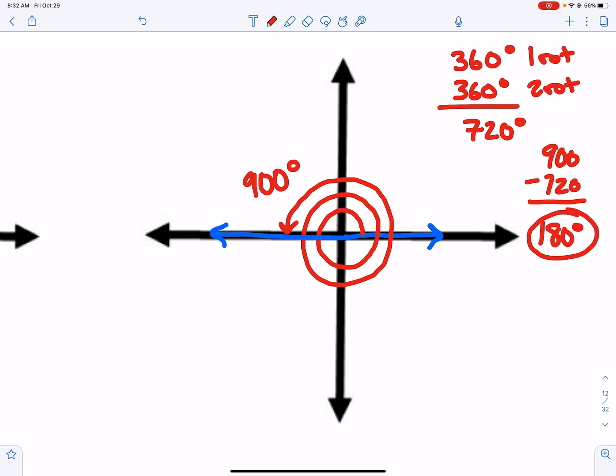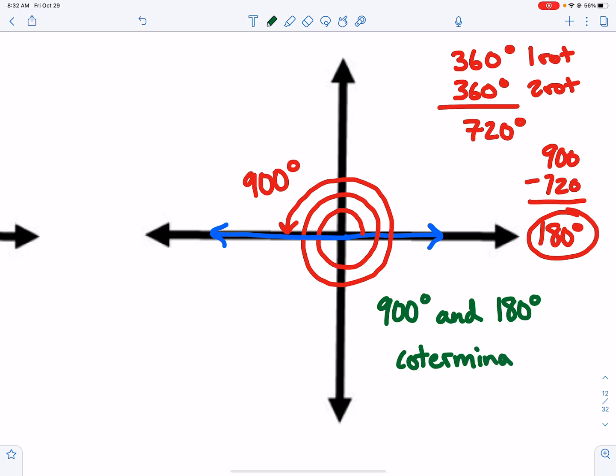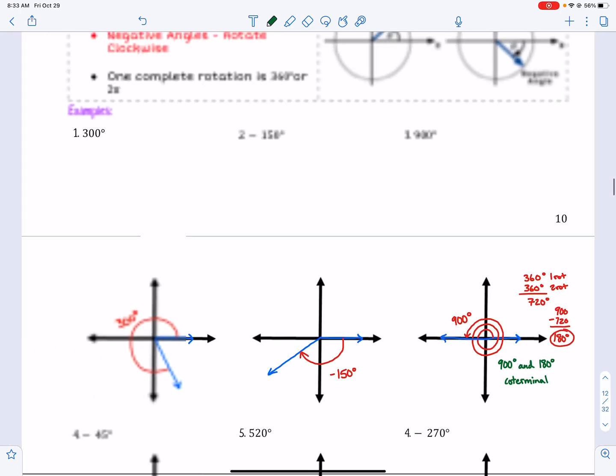It's not just 180. But speaking of 180 degree angle, we call those coterminal angles. That's a good time to show you an example of that. So 900 degrees and 180 degrees are what we call coterminal angles. They end up in the same place. They land with the terminal side in the same position, but they're not the same angle.